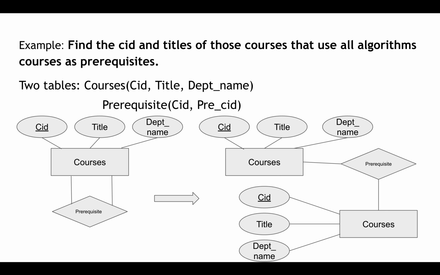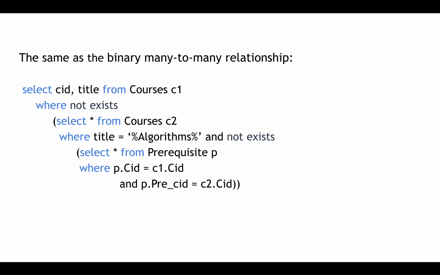And then we could use the same way to solve the problem, like the binary many-to-many relationship. The only difference is that we need to distinguish between the two attributes. So the operation is select CID and title from course 1 where not exists select from course 2 where title equals algorithm and not exists where prerequisite CID equals course 1 CID and prerequisite CID equals course 2 CID.